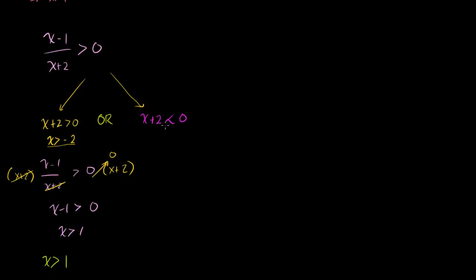If x plus 2 is less than 0, that's equivalent to saying that x is less than minus 2. You just subtract 2 from both sides. Now, if x plus 2 is less than 0, what we'll have to do when we multiply both sides, let's do that. We have x minus 1 over x plus 2, we have some inequality, and then we have a 0. Now we multiply both sides by x plus 2, a negative number. When you multiply both sides of an inequality by a negative number, you have to swap the inequality.